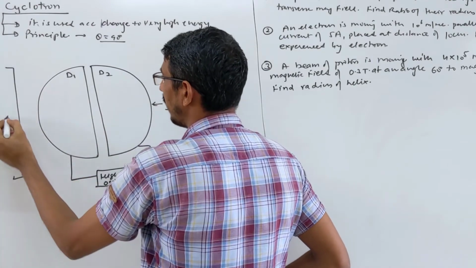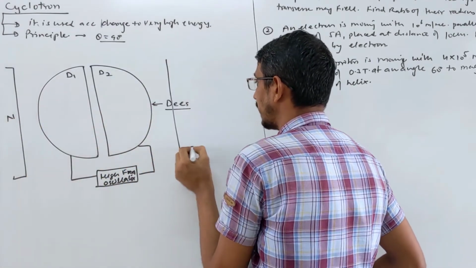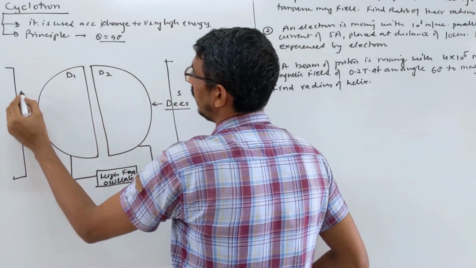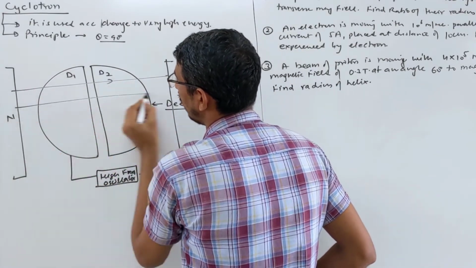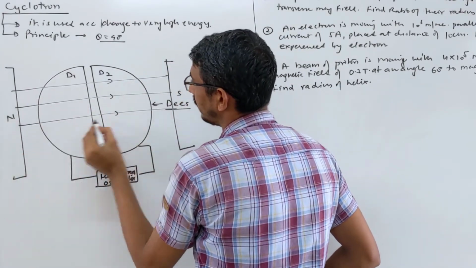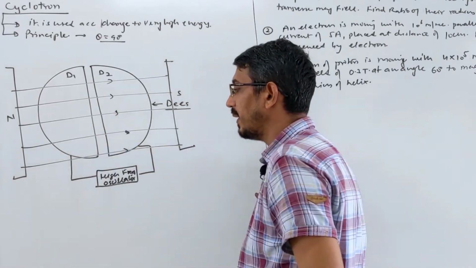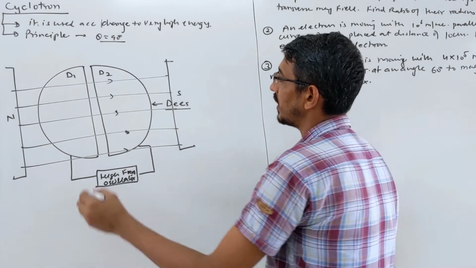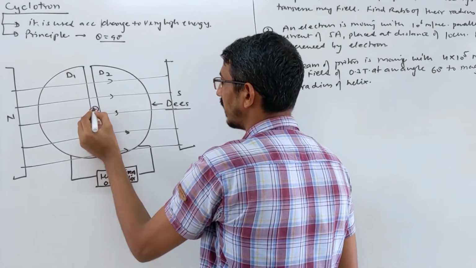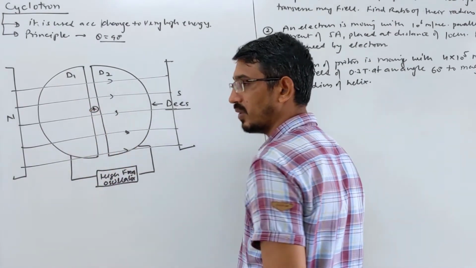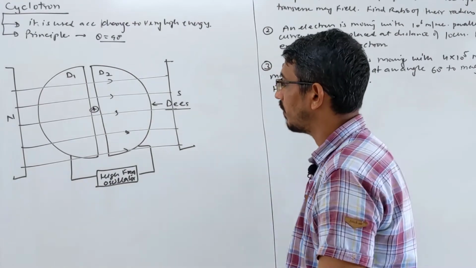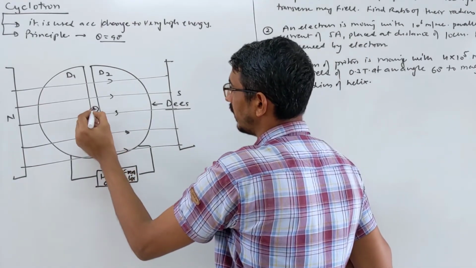The magnetic field is produced by some poles, suppose N and S. So the magnetic field is produced perpendicular, and the electric field is also perpendicular. This is your magnetic field direction. Then what we do is put a charged particle here which you want to accelerate, say a positive charge, some electron, some proton, something. Suppose this is a positive charge you are putting here.